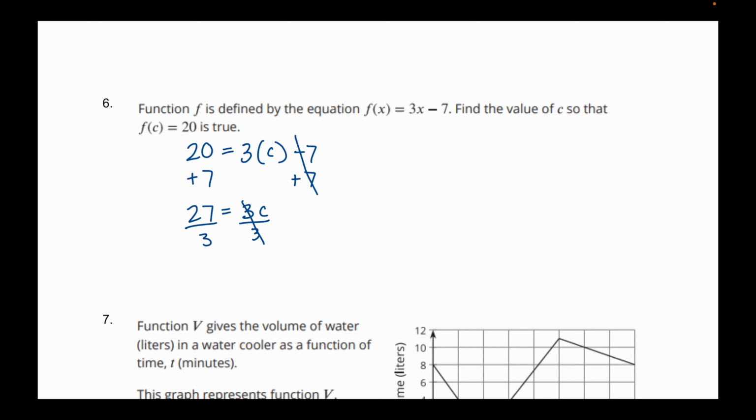So when we do that, 27 divided by 3 is 9. So we would have c equals 9. And that is the value of c that we need.